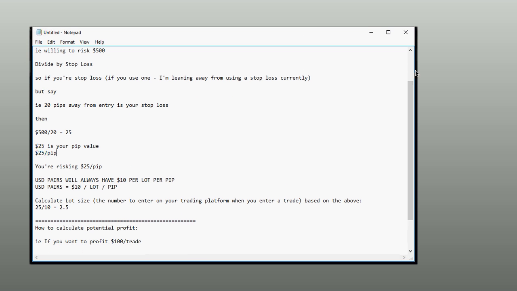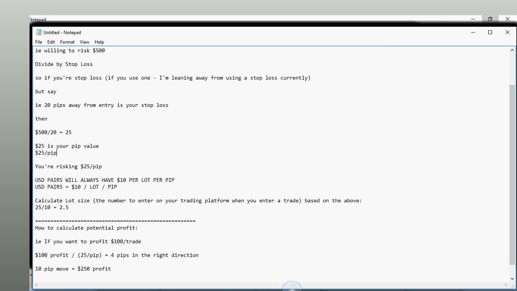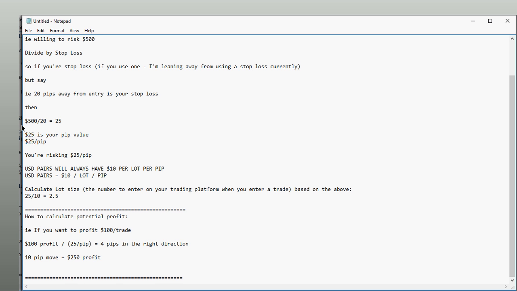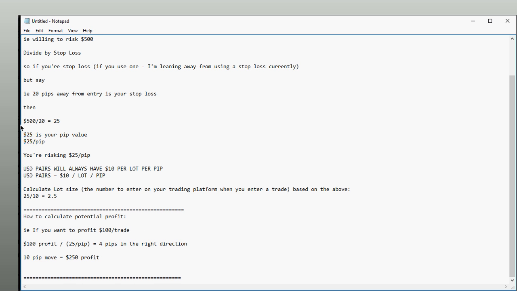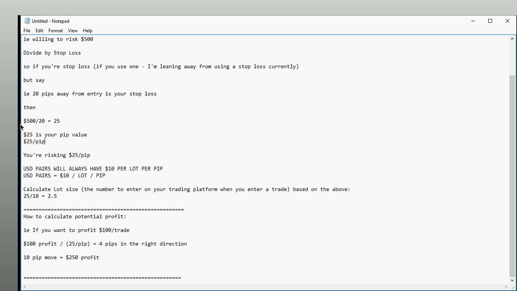I wanted to explain to you guys real quick how to calculate lot size when trading Forex. Lot size is important because it's the number that you're going to enter when you enter your trade, and that's going to determine how much you're opening yourself up to as far as risk or potential profit goes.